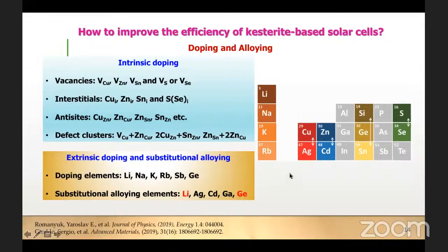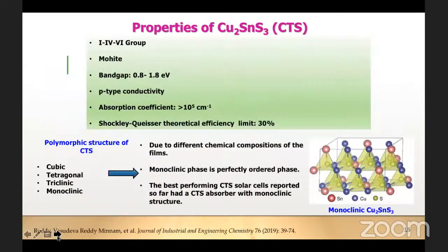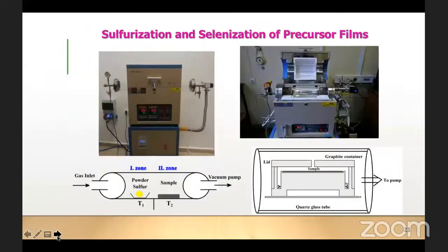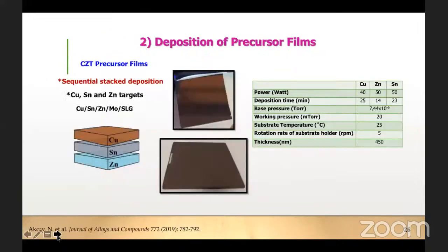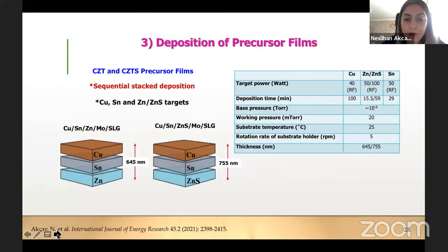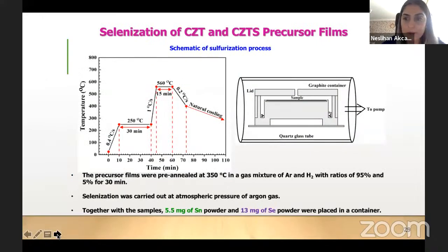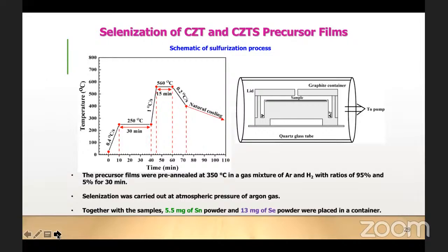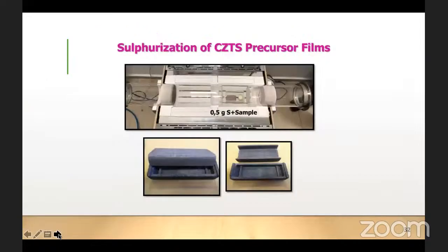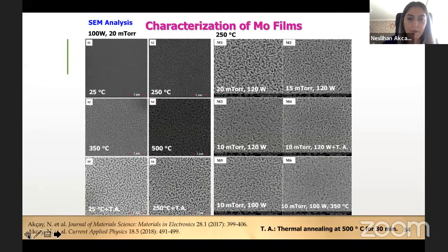Thank you. My next question: you showed one slide where you compared different SEM images based on different temperatures and pressures. There was a difference in grain distribution depending on temperature and pressure. Can you tell me which one is the better grain distribution for our application? You mean Mo films or CZTS films? I think it was CZTS films. Yeah, okay. Yeah, this one, yes.